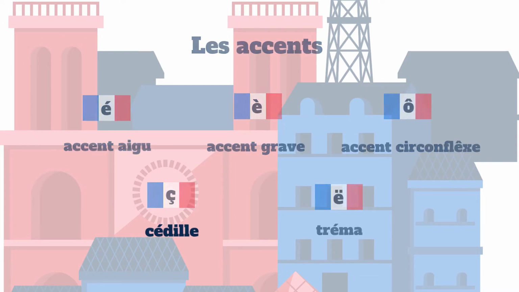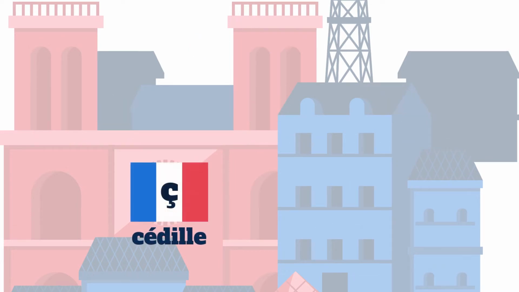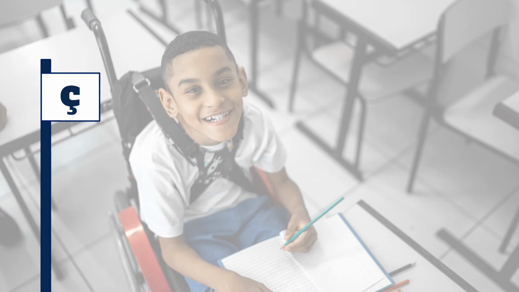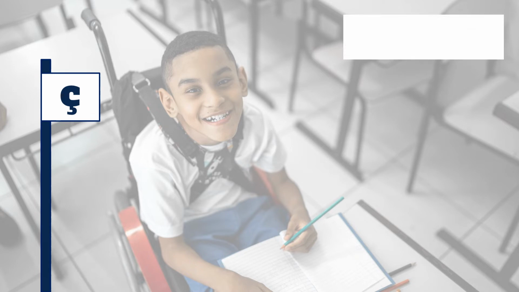The next accent we'll study is the cédille. The cédille is only placed under the letter C. It indicates to pronounce the C like an S. We see that in the words garçon and leçon.